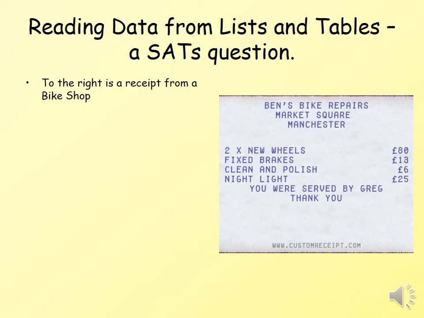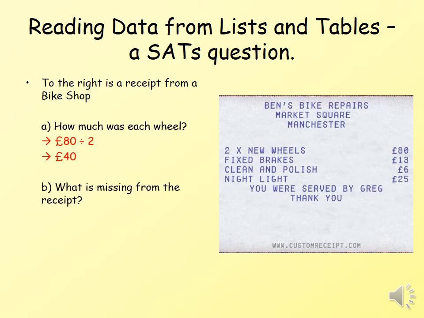So this would be a typical SATs question. So to the right is a receipt from a bike shop, so you need to look at it carefully. The first question that is posed is how much was each wheel. Okay, so nice easy question to start off with, and hopefully you can do that, and I will reveal the answer. Hope you wrote something down. The answer, of course, is 80 divided by 2, and it's 40.